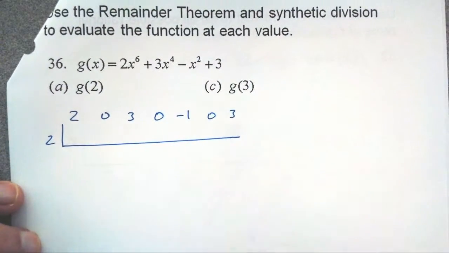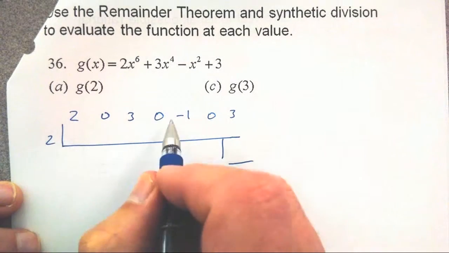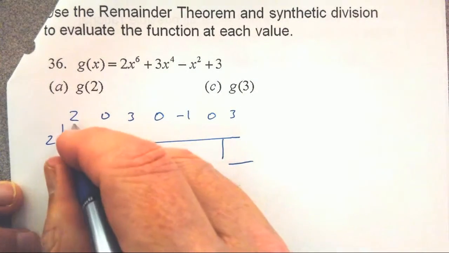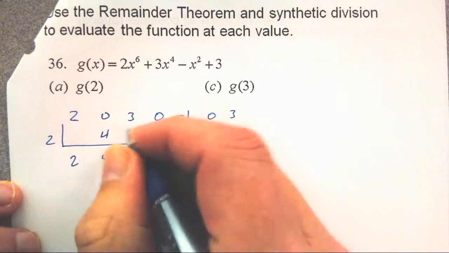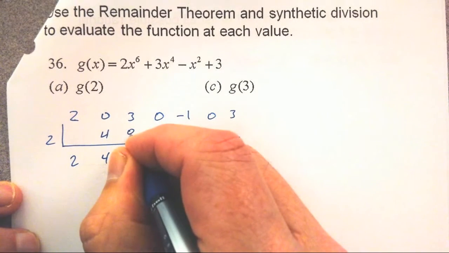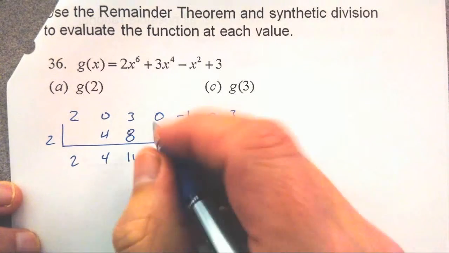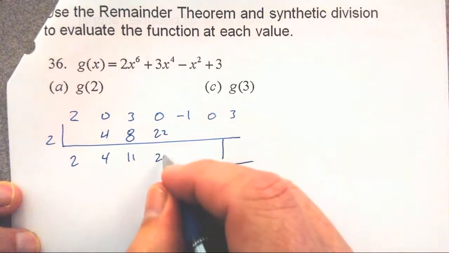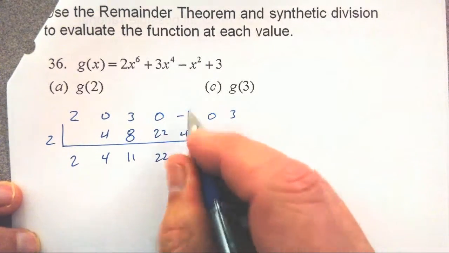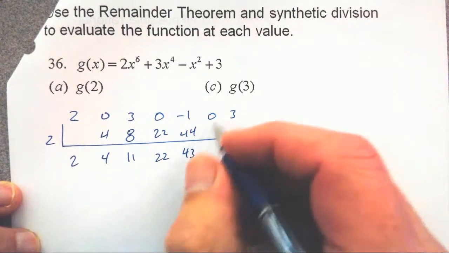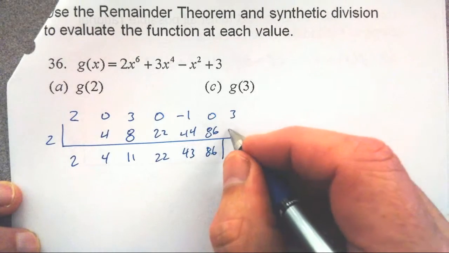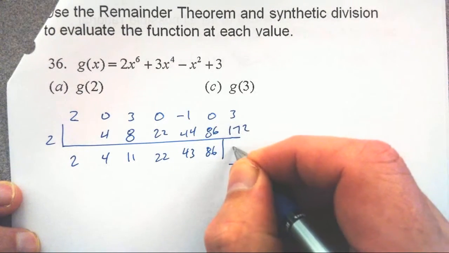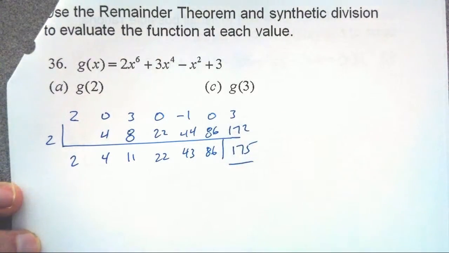And supposedly what I get here in the remainder is going to be my solution. Let's see here. Now the zeros definitely help. But let's watch this process. Bring down the 2, multiply by 2, add them. Multiply by 2, add them. Multiply by 2, add them. Multiply by 2, add them. Multiply by 2, add them. Multiply by 2, and end up with 175.